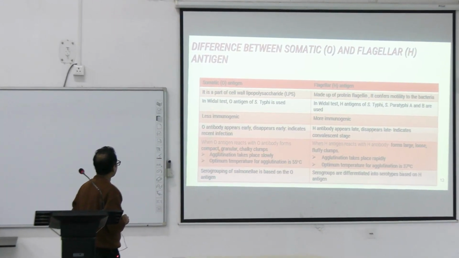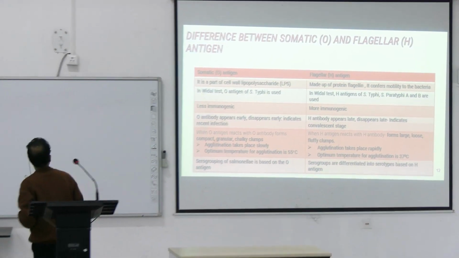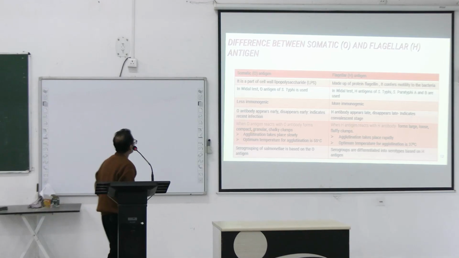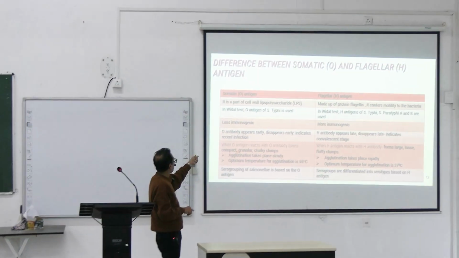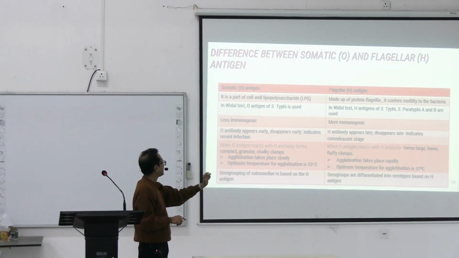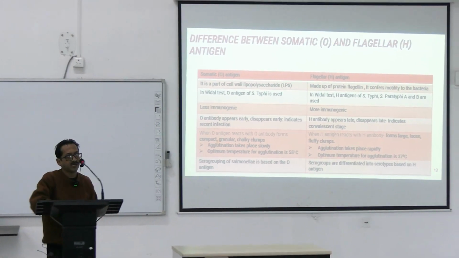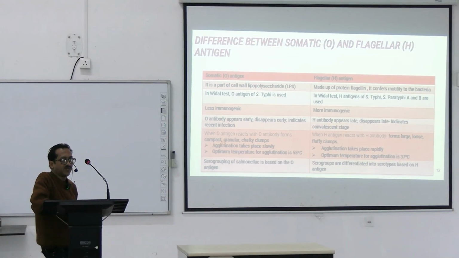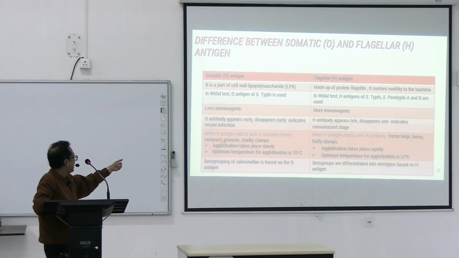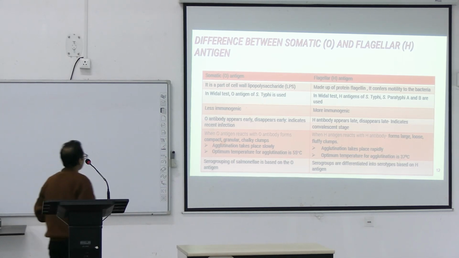Another thing: O antibody appears early, disappears early. That means in an infection with Salmonella typhi, when you test the Vidal in the second week, the O titer is raised first, followed by the H titer. Anti-H titer is raised later on, and it persists longer. O appears early and it disappears early.